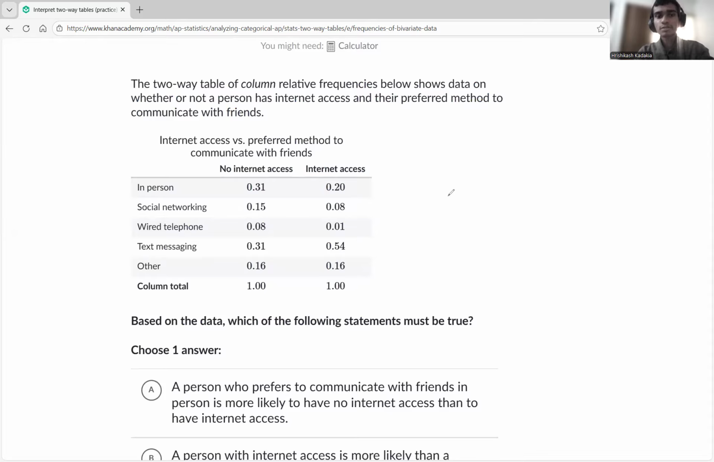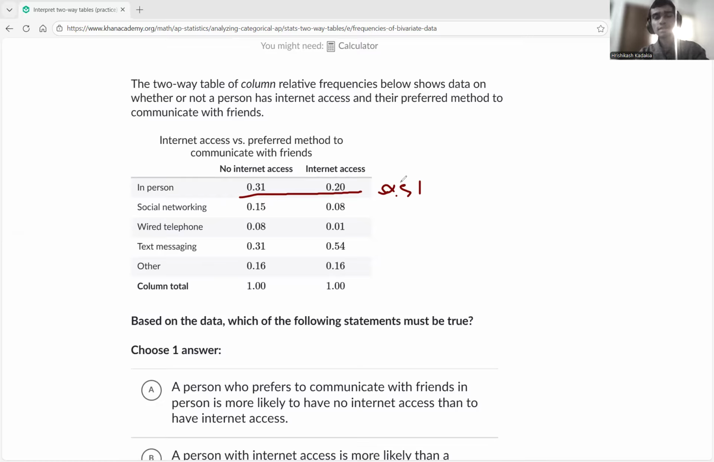Now here, if you try to model this one, we can't conclude something like 31% of in-person people have no network access and 20% of in-person people have internet access, because that is not even given here. If we add this up, it's 0.51, not 1. In column relative and row relative frequencies, we want the total to be 1. We don't have 1; we have 0.51 as the total. So we can't make that assumption. We can definitely say that 31% of no internet access people like to communicate in person, and 15% of no internet access people like social networking, and 8% of no internet access people like wired telephone. So that we can conclude, but we can't conclude the other way around.